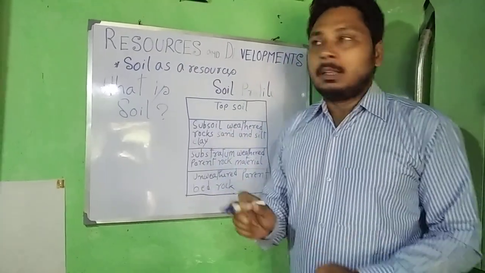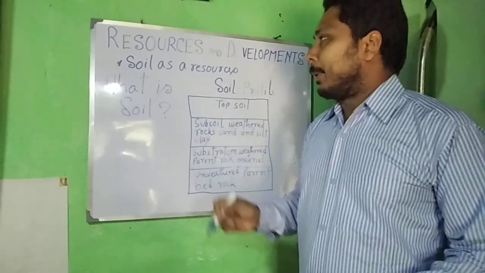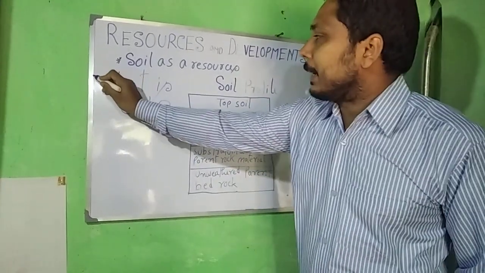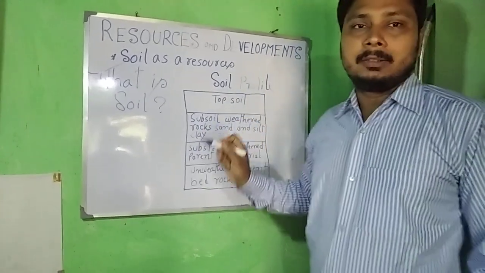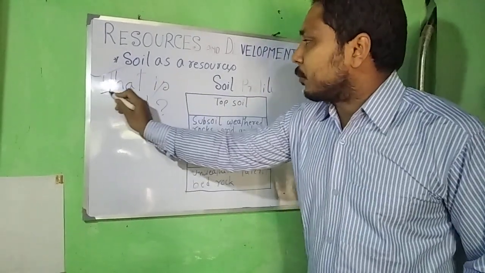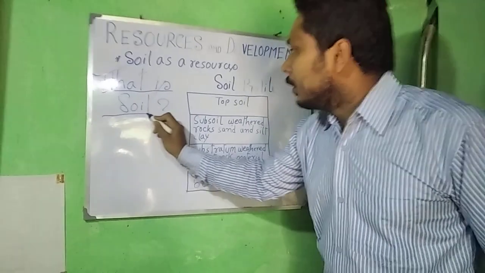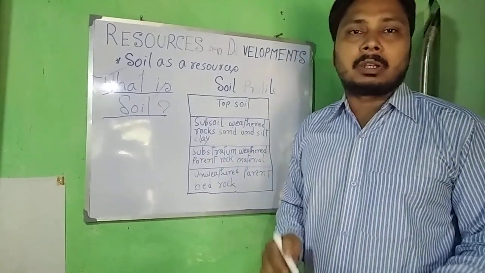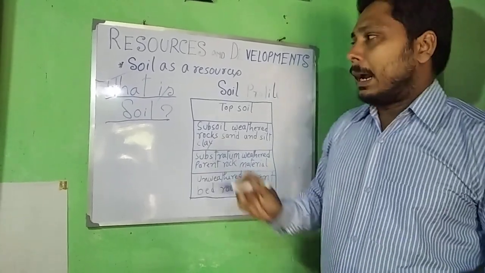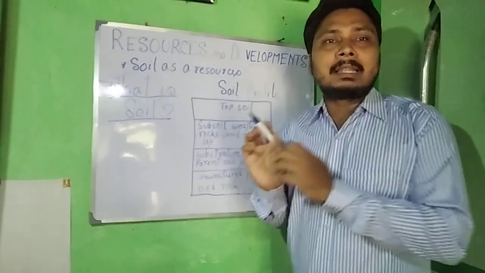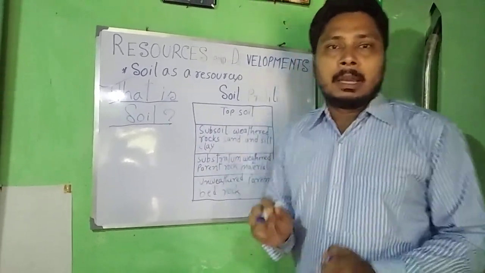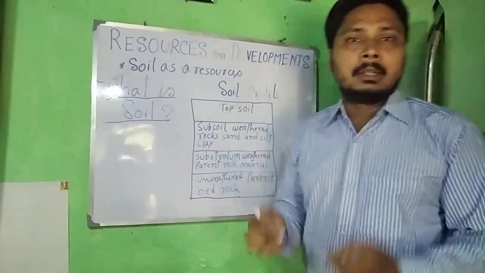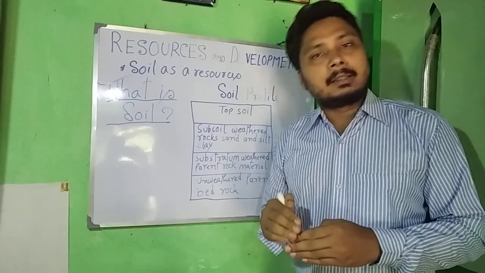In this topic, I am going to discuss soil as a resource. Now the first topic is: what is soil? You need to know the definition of soil. Soil is the outermost crust of the earth, and you can say that soil is the skin of the earth. Actually, soil is a mixture of organic matter, sand, clay and silt.